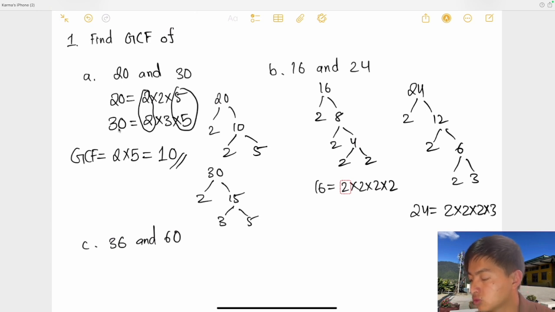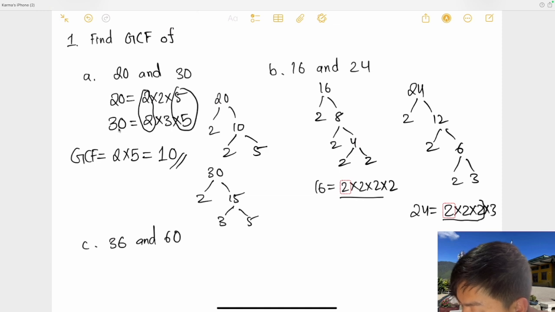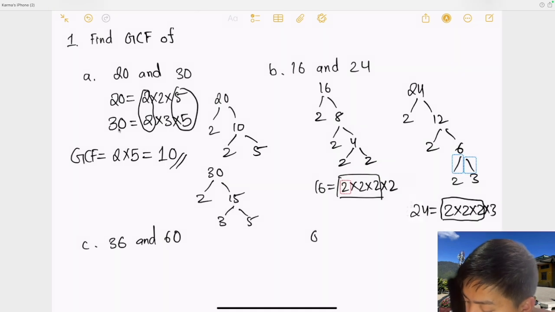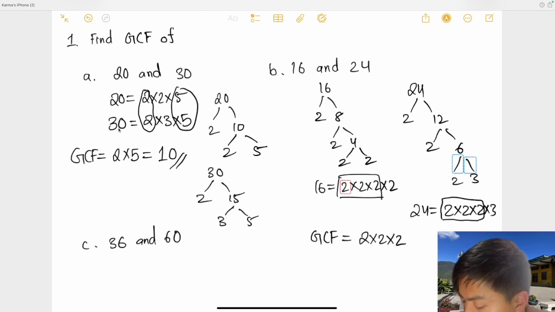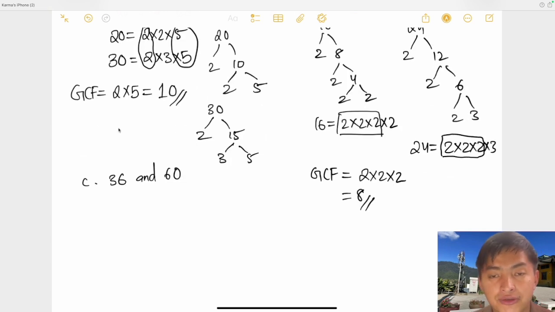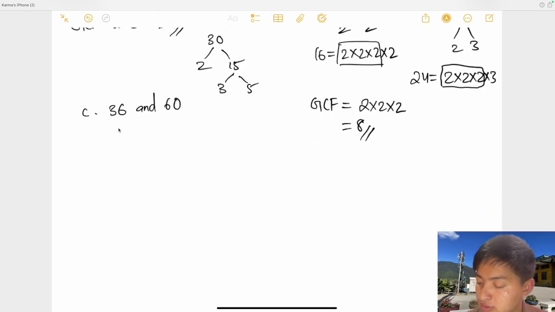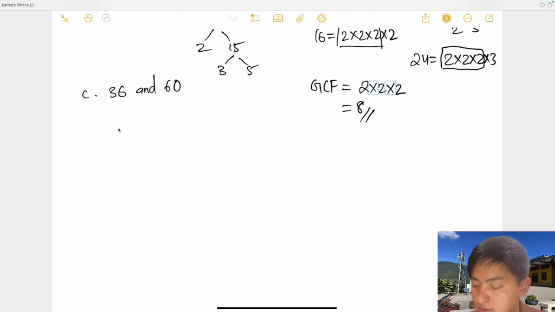Now compare the two prime factorizations, and you see the 2 repeats 3 times. If you are asked to find the GCF, it would be the common ones. So 2 is repeating 3 times in both, so you write 2 times 2 times 2, and it is 8. So the GCF of 16 and 24 is 8. Now moving on to the final question, finding GCF of 36 and 60.